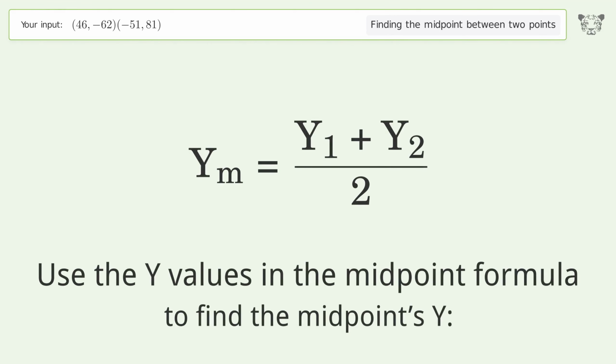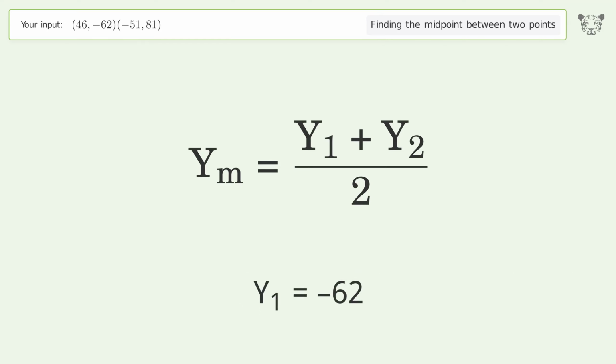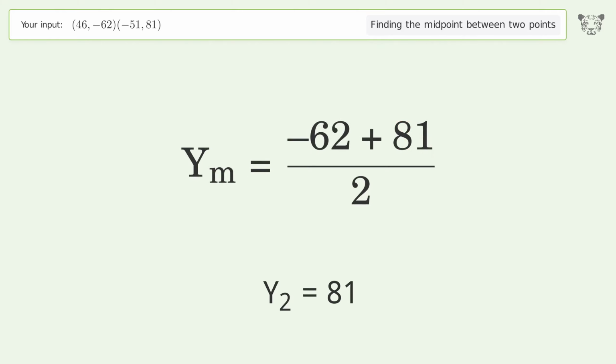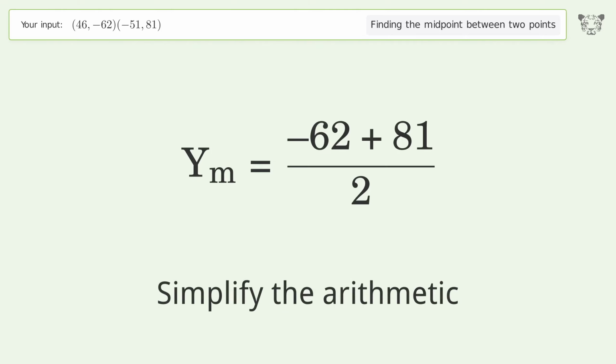Use the y values in the midpoint formula to find the midpoint's y. y1 equals negative 62. y2 equals 81. Simplify the arithmetic.